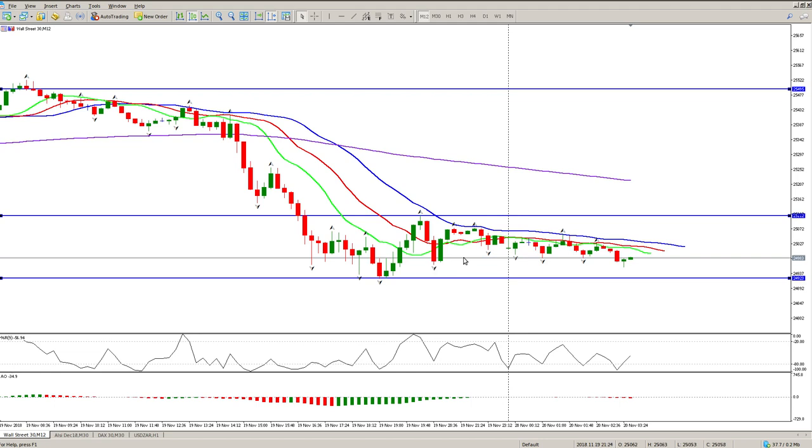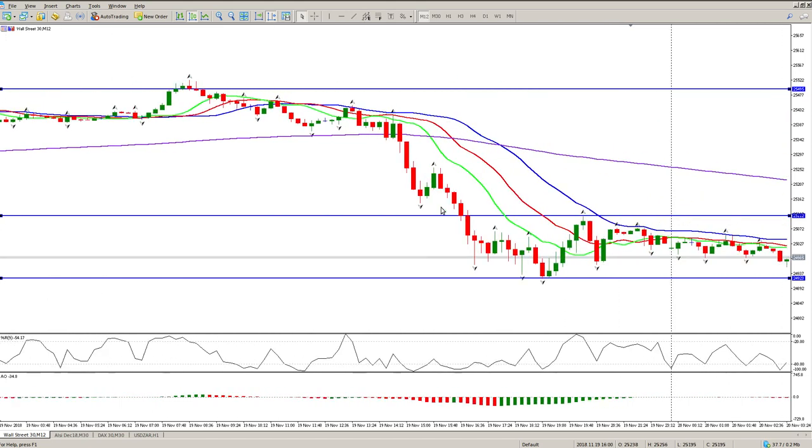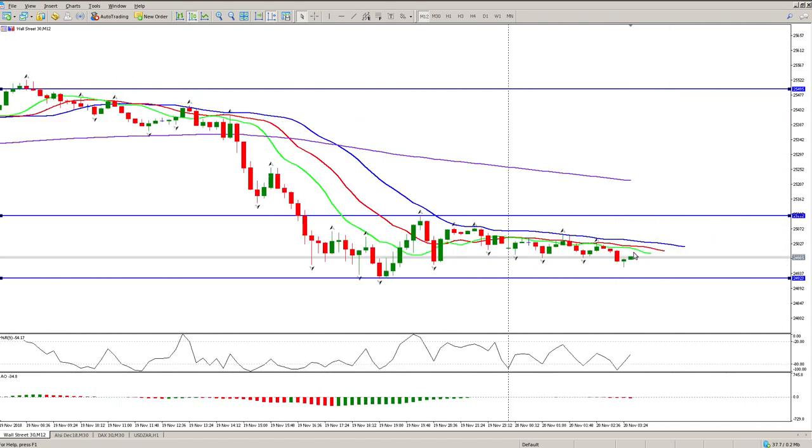So the volumes are very thin. So what will happen is they can manipulate this easily. It won't cost them a lot of money to move this in a direction. So they'll know that there are retail traders sitting here with stops, trailing stops, or stops that are sitting below the previous swing highs. So they will try and trigger those stops.